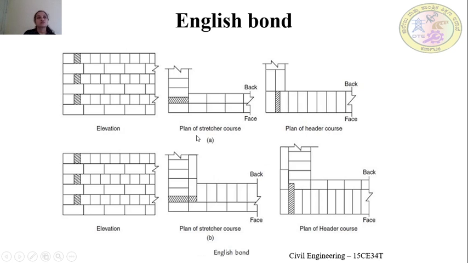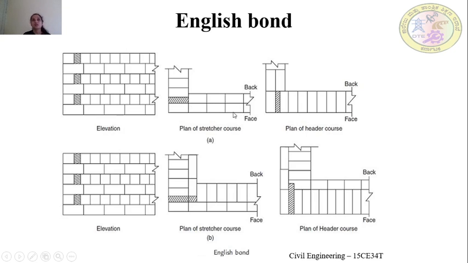So probably you might have understood now. Stretcher course means, just imagine 1, 3, 5. All odd courses are stretcher courses and all even courses are header courses. So English bond means alternate header and stretcher will be placed. In the first course we have placed the stretcher. So we have placed the stretcher here.